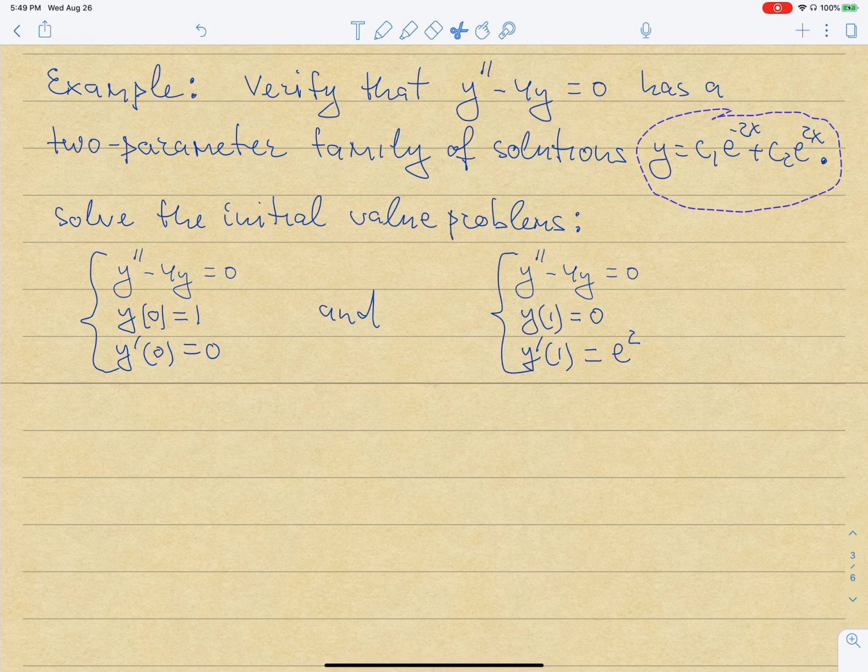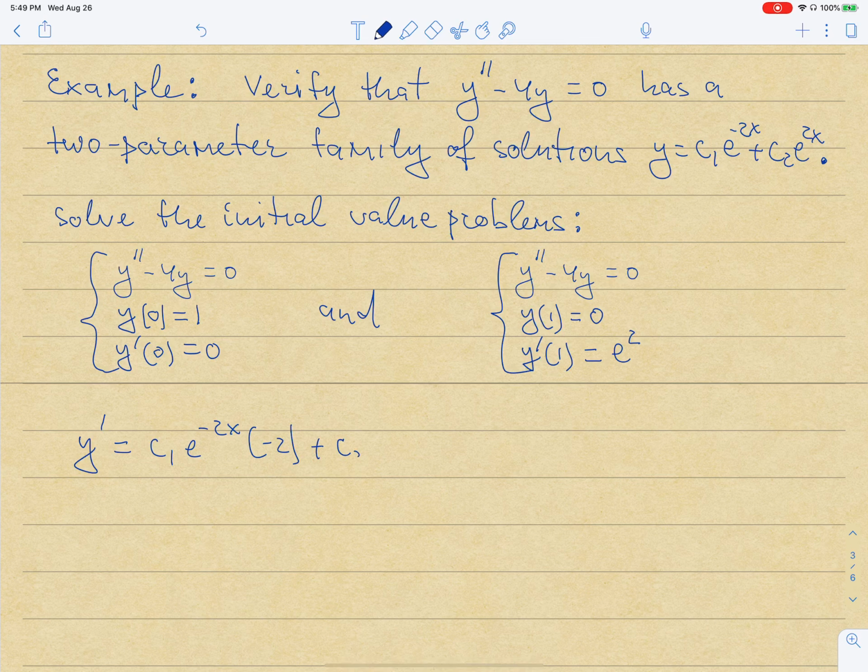Okay, so if y is like this, then what we have is that y prime is, let's see, so y prime is going to be C1. Derivative of the exponential is itself, and we use a chain rule. Derivative of minus 2x is minus 2, plus C2 e to the 2x times 2. That's the first derivative.